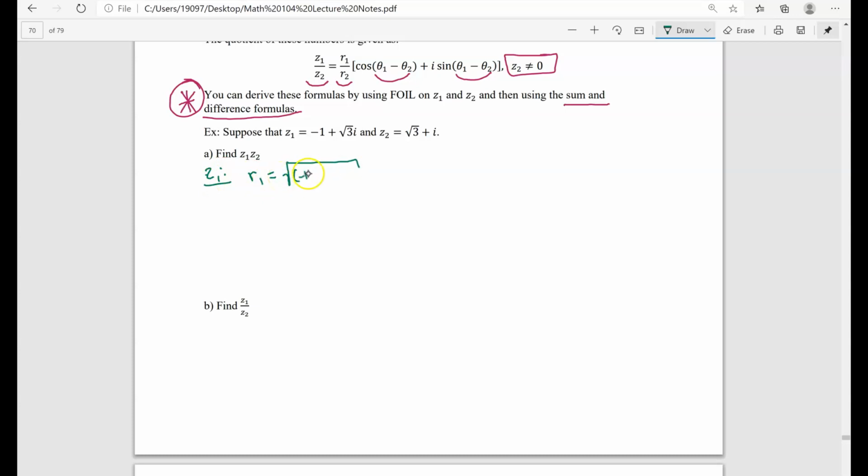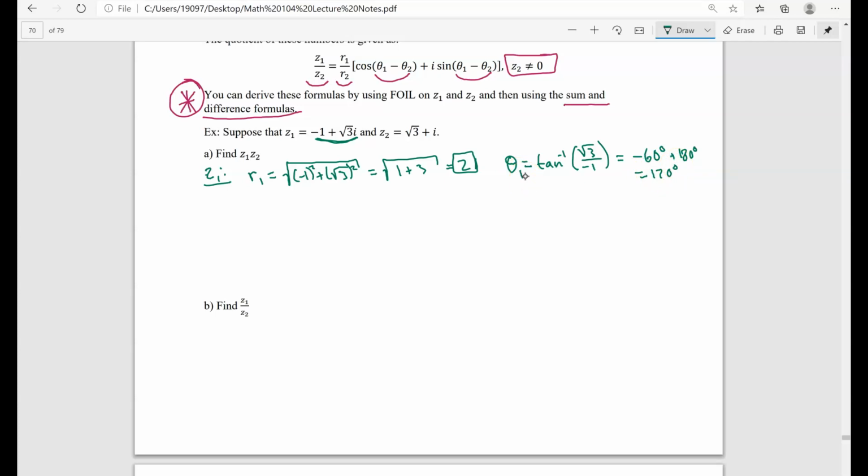Let's figure out its r value, which I'll call r1. This is going to be the square root of negative 1 squared plus square root of 3 squared. So this gives me the square root of 1 plus 3, which is the square root of 4, which is just 2. So r1 equals 2. And then theta is going to be the inverse tangent of y over x, which is square root of 3 over negative 1. We've already done this problem before. We said that this was negative 60 degrees. Now remember that this is not in the correct quadrant, so we add 180. In this case, it's 120 degrees. So this is theta 1.